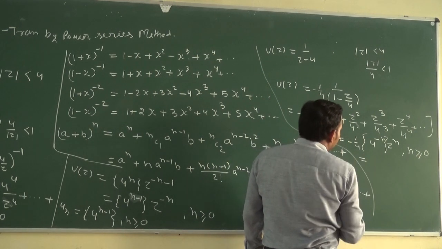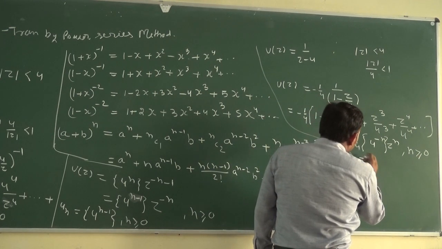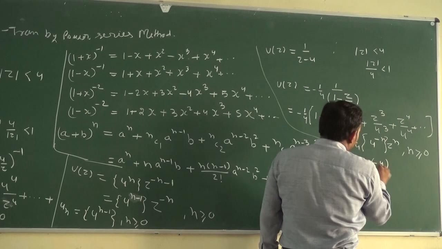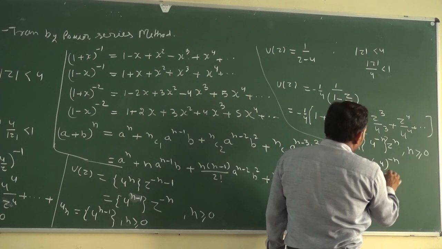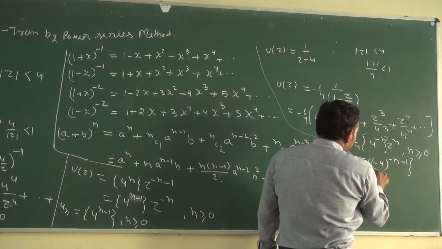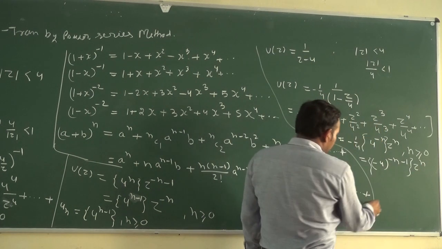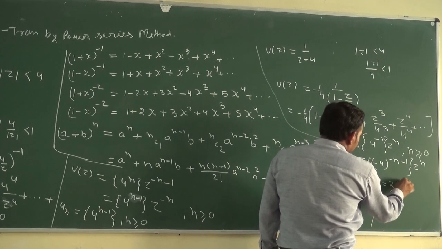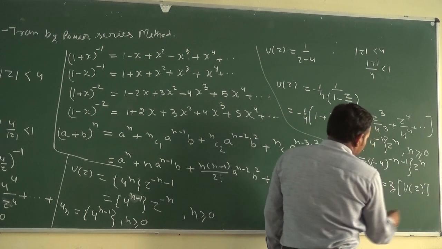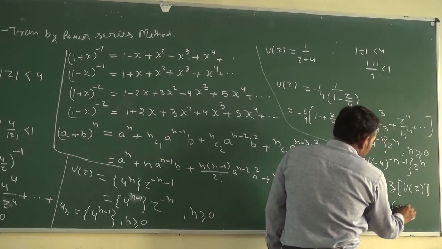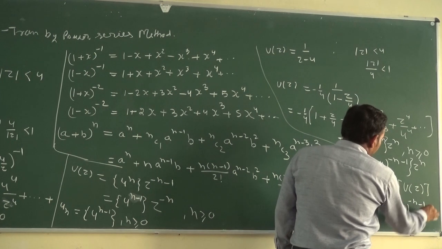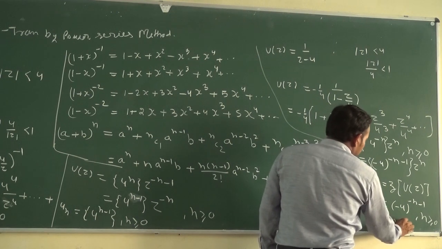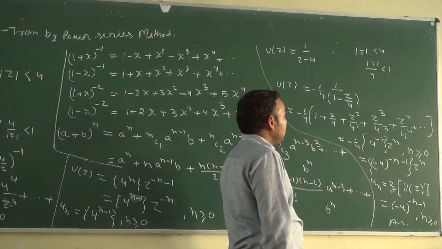So, this can be written as minus 4 to the power minus n, z to the power n. Means we can say here u(n), that is the inverse z transform of U(z), is equal to minus 4 to the power minus n minus 1, for n greater than or equal to 0. So we finally get the answer of this problem.